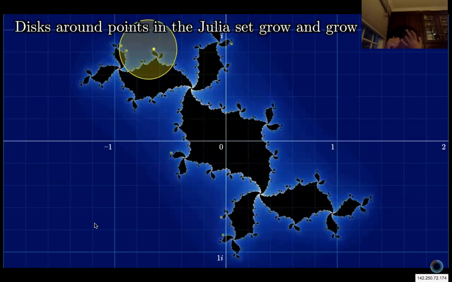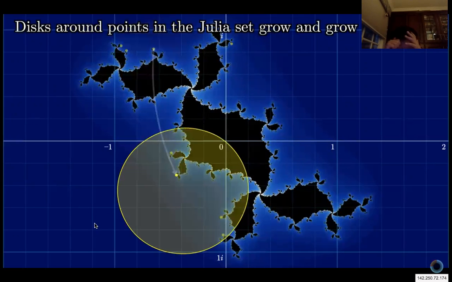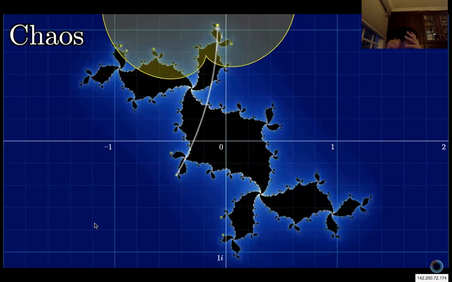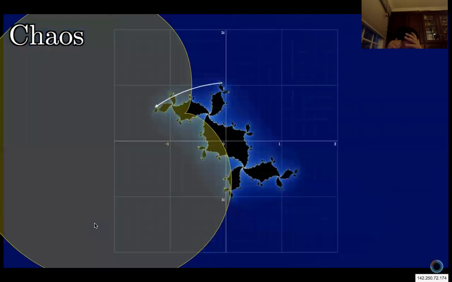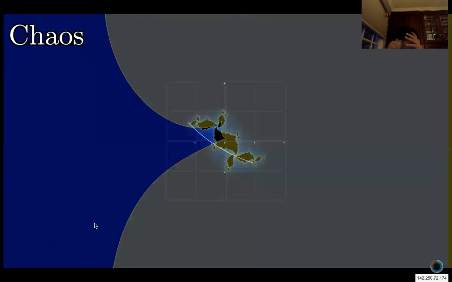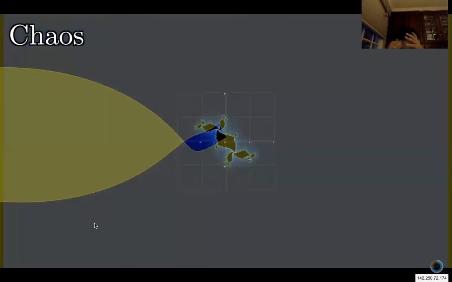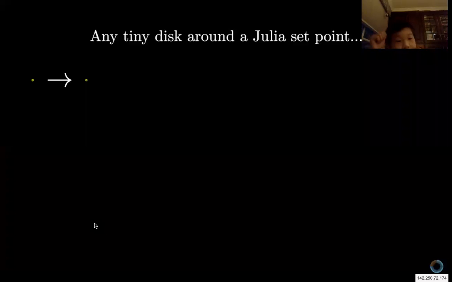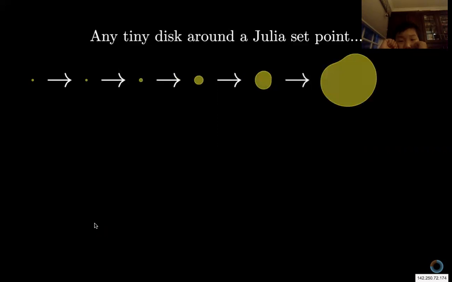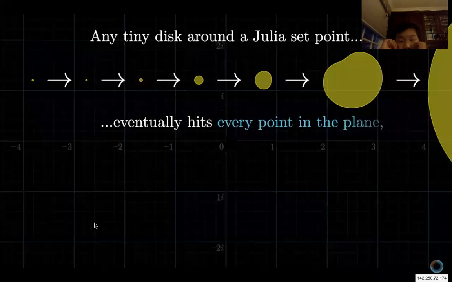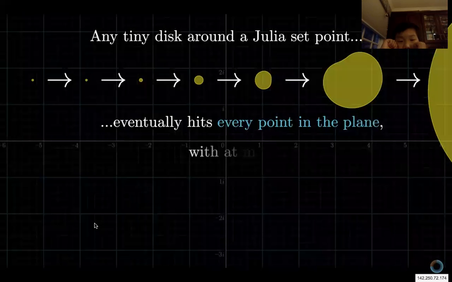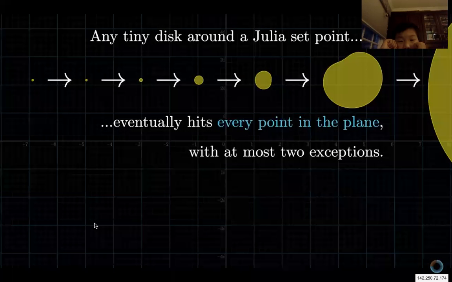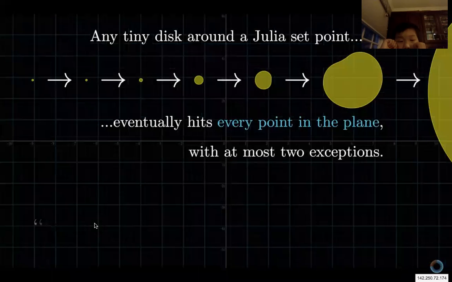In other words, points of the Julia set tend to behave chaotically. Their nearby neighbors, even very nearby, will eventually fall into qualitatively different behaviors. But it's not merely that this disk expands. A pretty surprising result, key to the multicolor property mentioned before, is that if you let this process play out, that little disk eventually expands so much that it hits every single point on the complex plane, with at most two exceptions. This is known as the stuff-goes-everywhere principle of Julia sets.